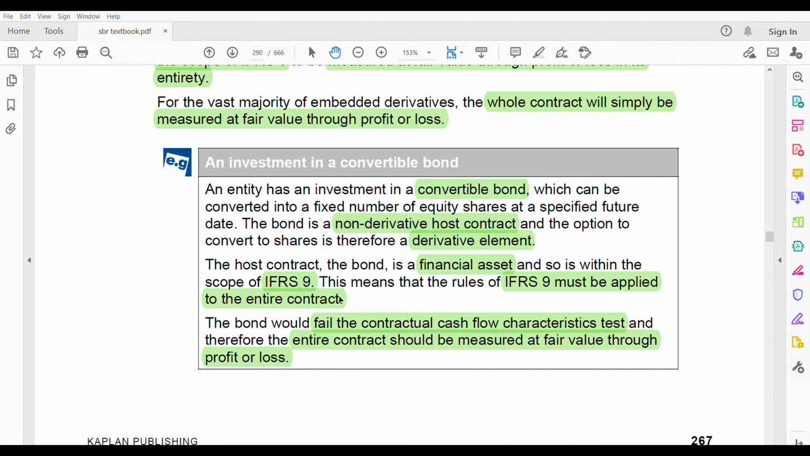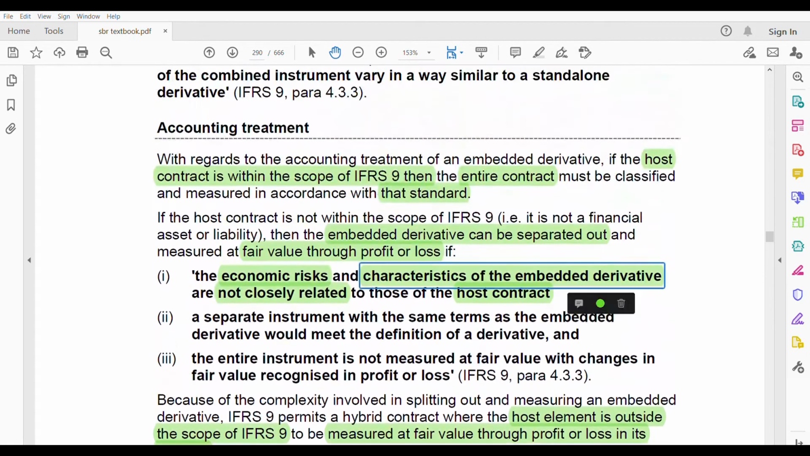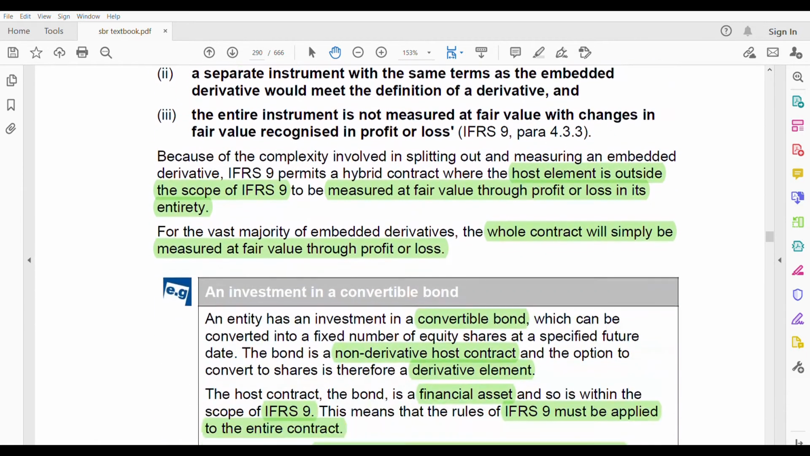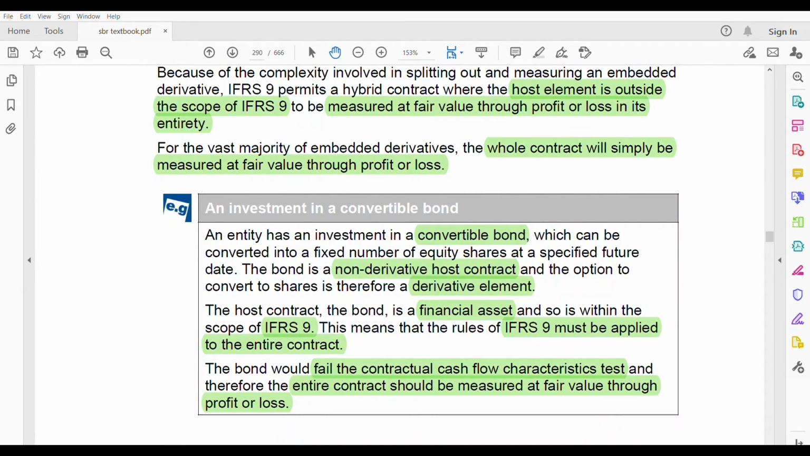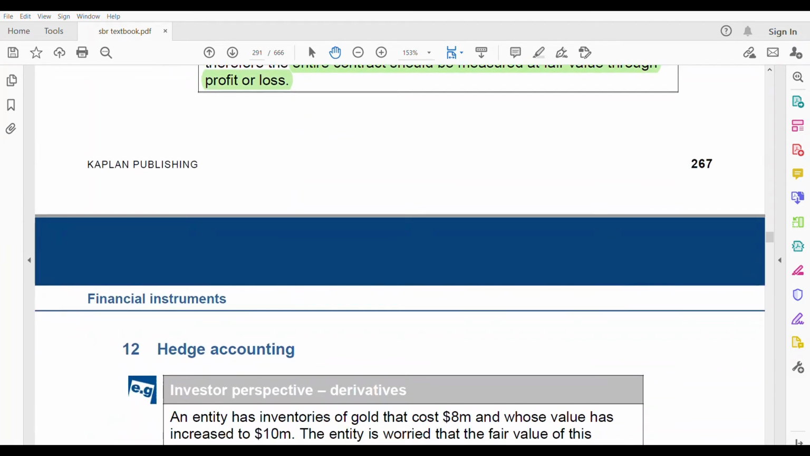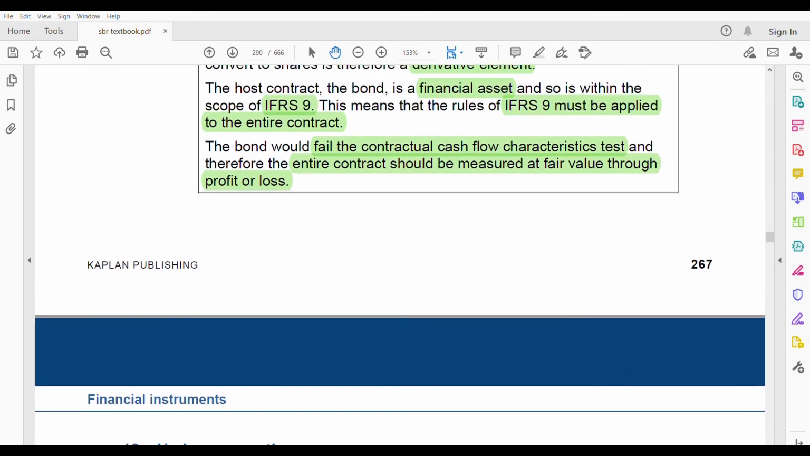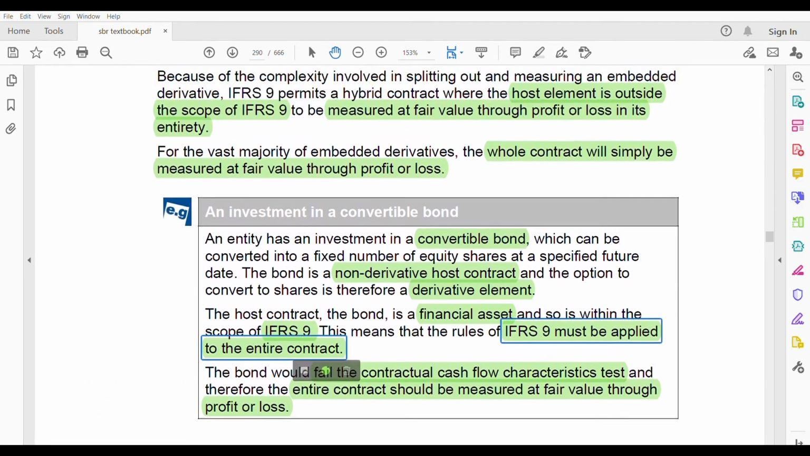So if you want to understand derivatives, especially embedded derivatives, and you didn't understand any of this, just go through this example once more. This will clear all your doubts. This is the easiest example, and this is the only example given, because after that the next topic is hedge accounting, which will be covered in the next video. And that is the last section in IFRS 9. After hedge accounting, IFRS 9 is completed.